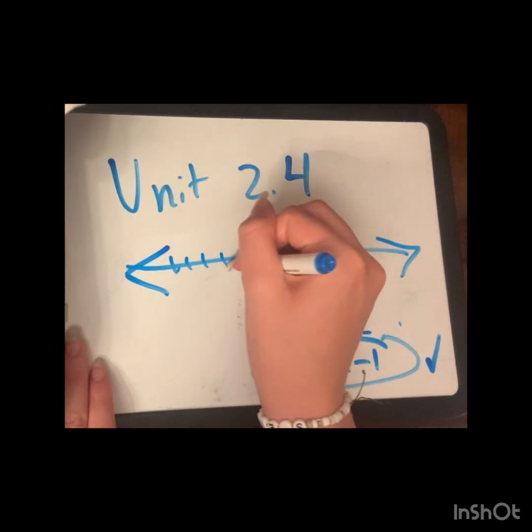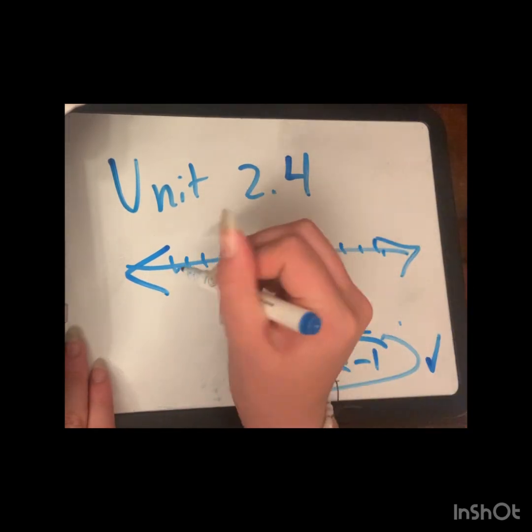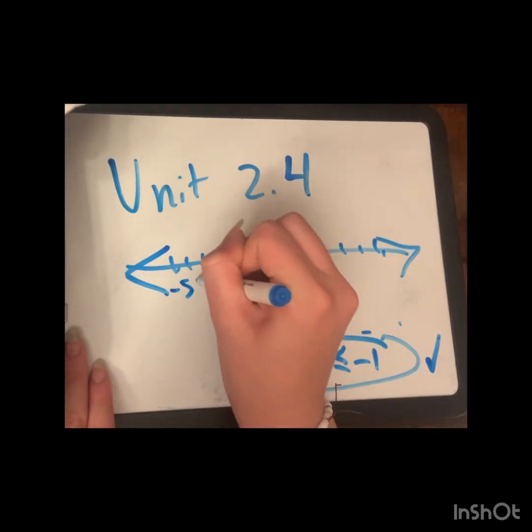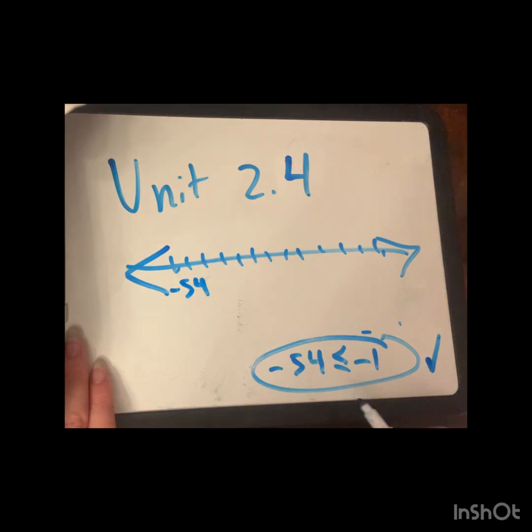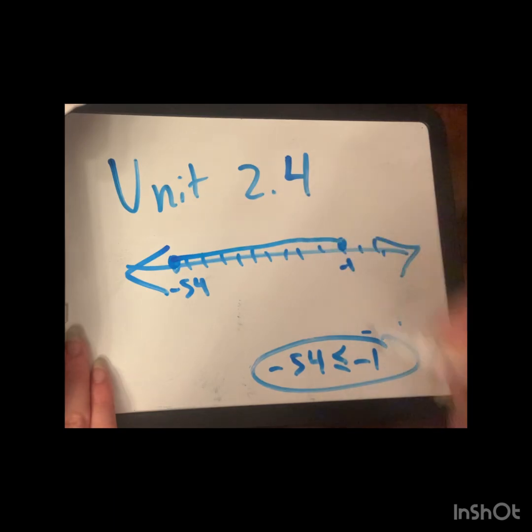But let's say this is the graph for everything, which it's not. I promise it's not, so I'm sorry. But negative 54, and since this has a line under it, it would be a circle. And then this is negative 1. It would be a circle, and then it just joins them.